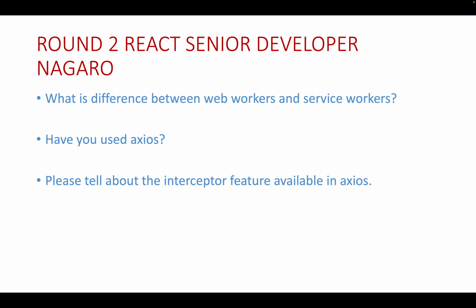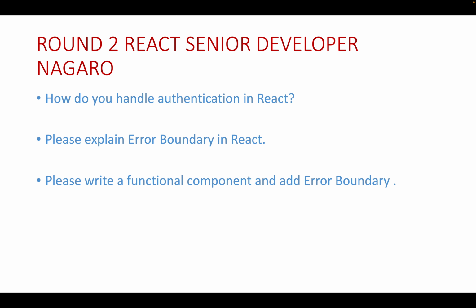So the first question was, what is the difference between web worker and service worker? Then, have you used Axios? Next was the interceptor feature available in Axios. How do we handle authentication in React? Explain the concept of error boundary in React. Write a functional component and add error boundary in that component.